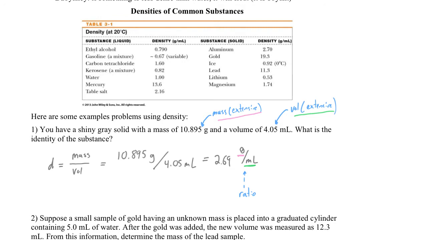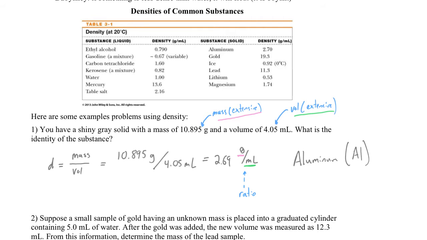So now that we have the density, we can determine what substance this likely is. Notice we're dealing with a shiny gray solid. We should probably look over on the solid substances side for something that's similar. We have 2.69. Notice the only thing in that range is aluminum, which we would expect to be a grayish shiny solid. So it's likely this is aluminum.